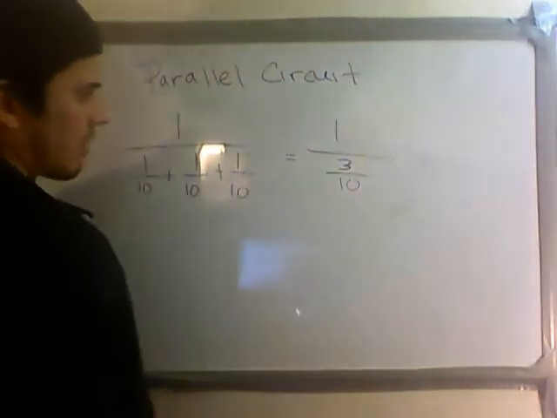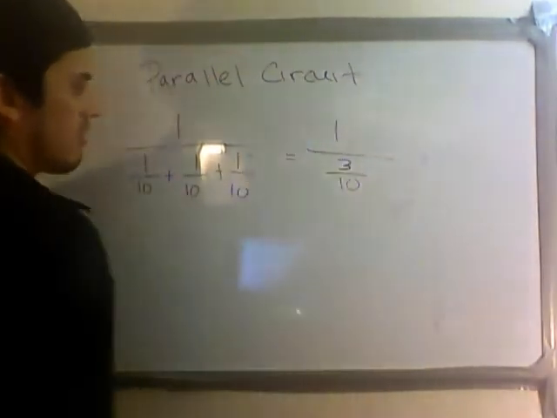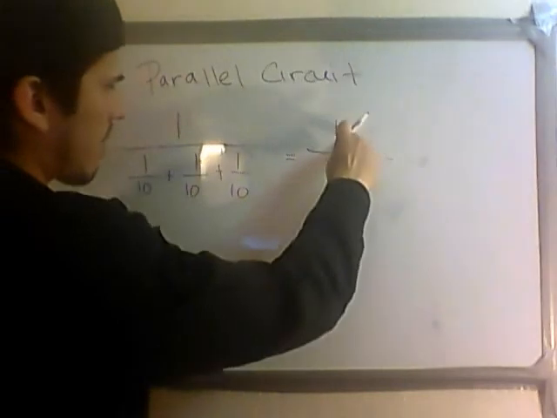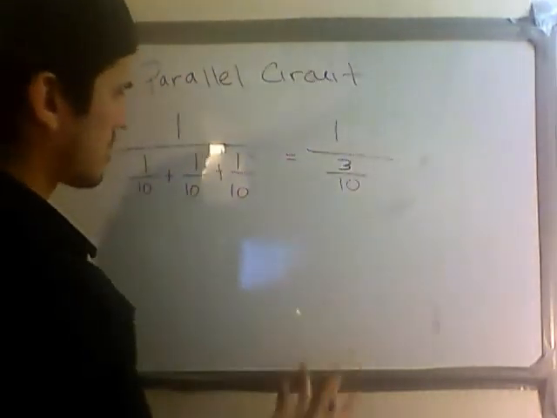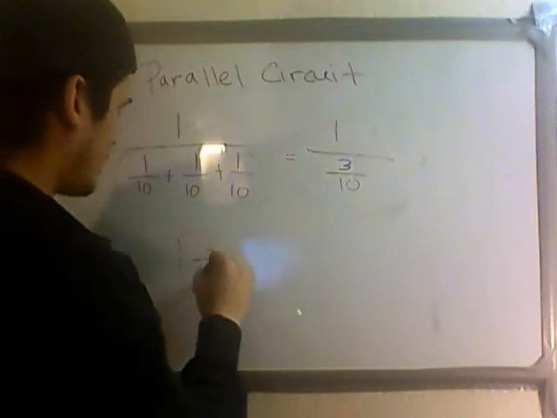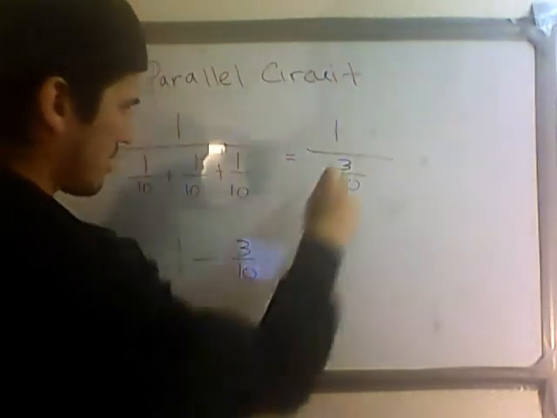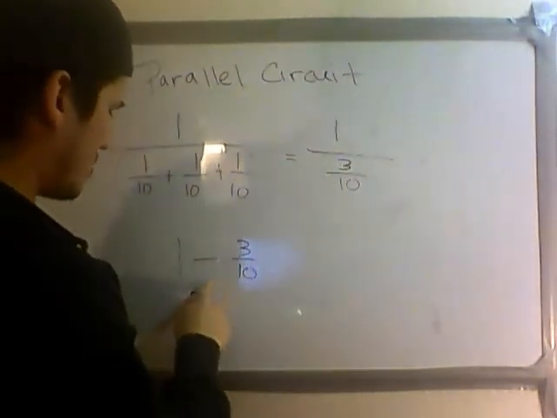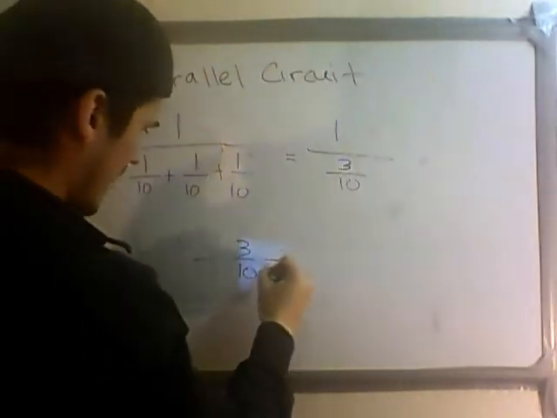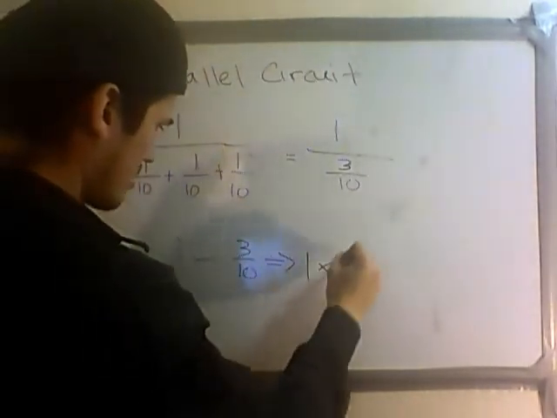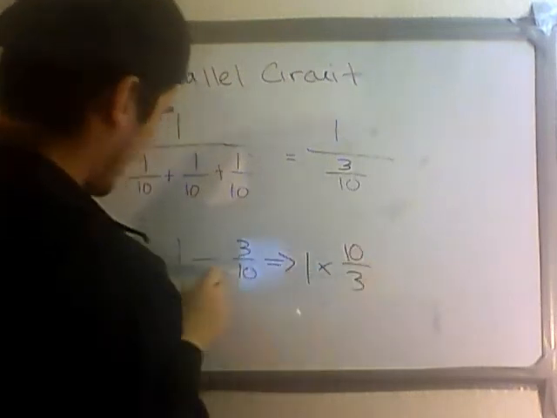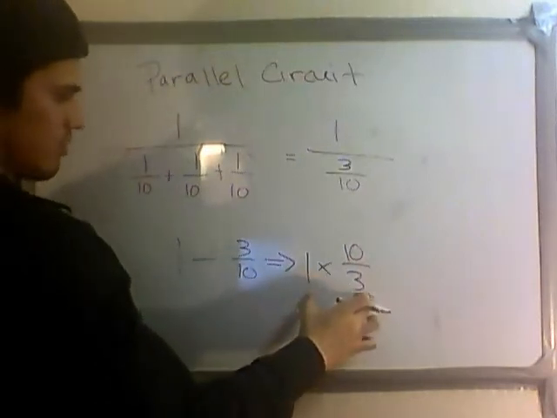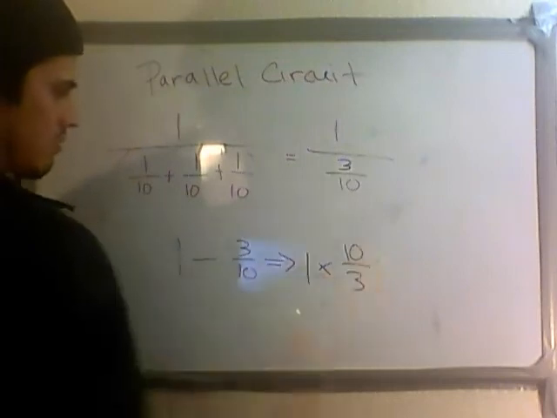Now that simplifies the bottom, but you still have this numerator to deal with, this 1 up here. If you remember from when you learned fractions, division and multiplication, you can't divide fractions like this. If I took 1 divided by 3 over 10, because that's what this is, that is not proper math. You have to do a reciprocal. So that would be 1 times 10 over 3. This is doable.